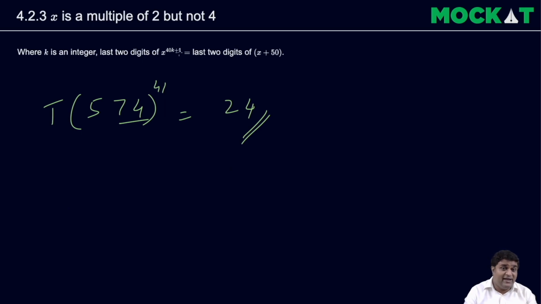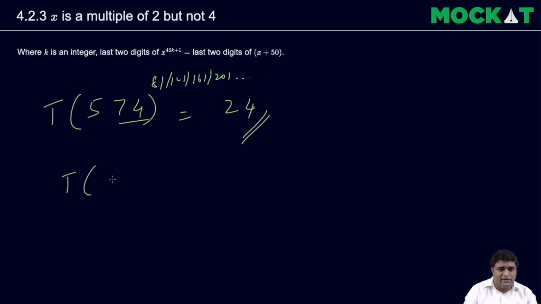So the power over here has to be in the 40k plus 1 format. So it's going to be a little difficult to operate with. So what are the other 40k plus 1 formats? 40 into 3 plus 1, 121, or 40 into 2 plus 1, 81, 121, 161, 201, and so on.